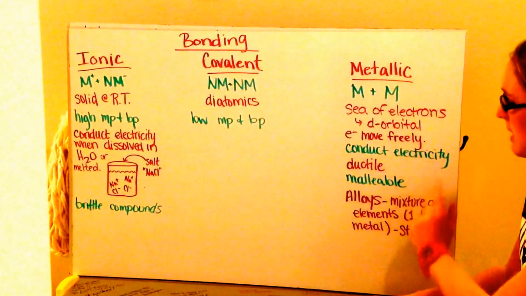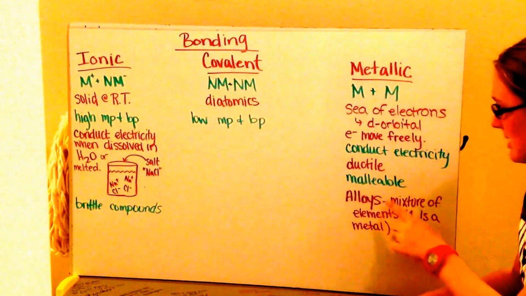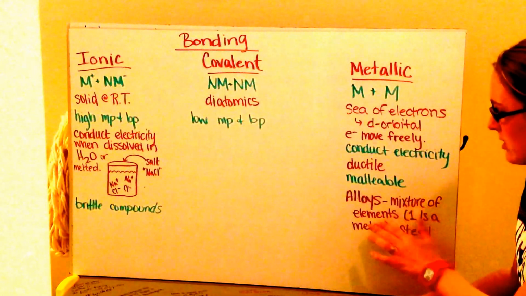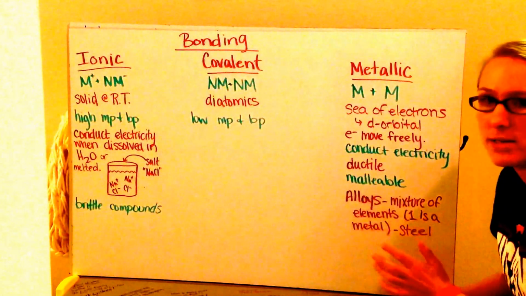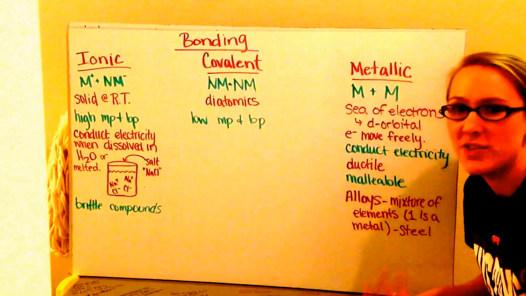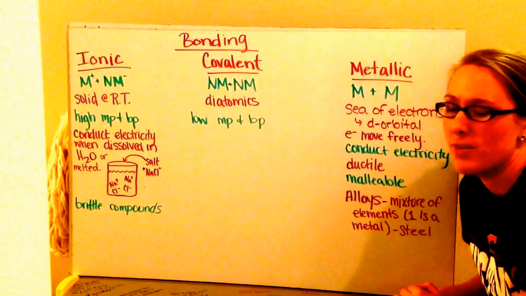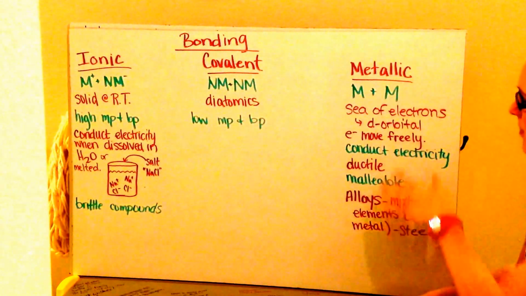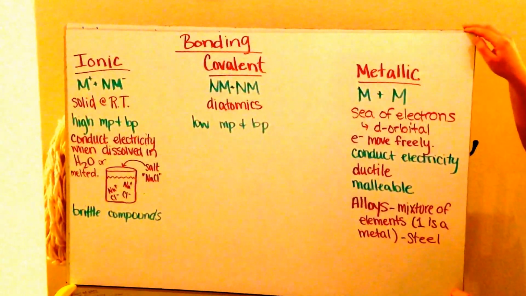In addition, because of this sea of electrons in metals, we can heat them up and mix different types of metals with other elements, usually where one is a metal. These are called alloys. Steel is an example of this. Your baseball and softball bats have all these different alloys in them to have different bounce of the softball and baseball off the bat. Okay, so this is another property of metallic bonds. So let's get into our ionic bonds.